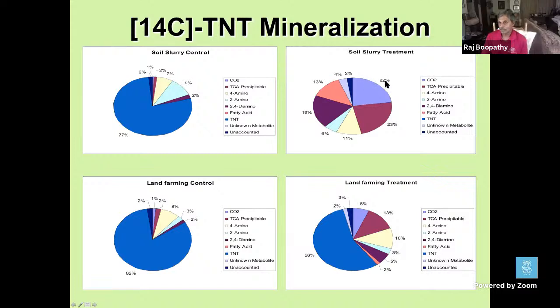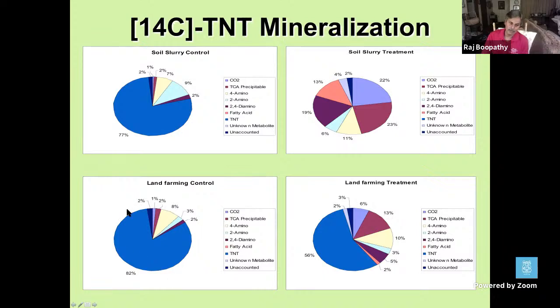22% of the TNT is mineralized to carbon dioxide, which is spectacular, that 22% mineralization. And 23% of the radio-labeled TNT ended up making more biomass. Bacteria use it to make more bacteria in the cell. And then we have a lot of other metabolites accumulating, but these two account for almost 50%, CO2 as well as accumulating in biomass. Almost the same story for land farming.